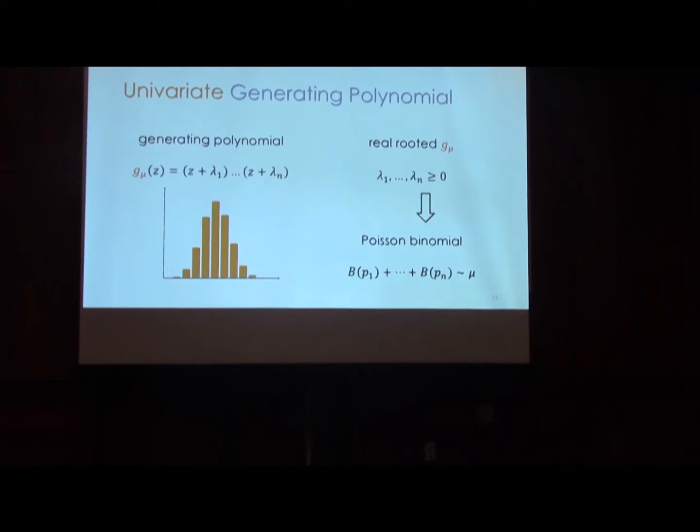So if your generating polynomial has real roots, your distribution has to be the sum of some Bernoulli random variables. This fact is going to be useful later on. And it goes both ways. All distributions whose generating polynomial is univariate real rooted correspond to Poisson binomials and vice versa.